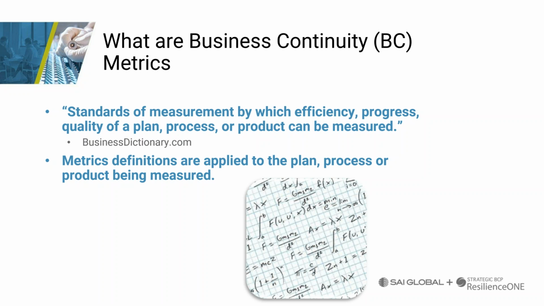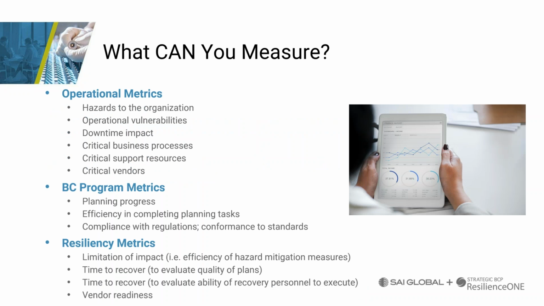When we get into business continuity, what exactly are those types of metrics that we can measure? So let's go over a couple of these. Okay. So I've broken these down, and there's definitely quite a few more than this, but these are some of the real core ones that we look at. What can you measure? So I've broken those down into operational metrics, BC program metrics, so that's like your planning progress, like I just mentioned, and then your resiliency metrics. How well can we recover? How well can our vendors recover? Those different types of resiliency metrics.